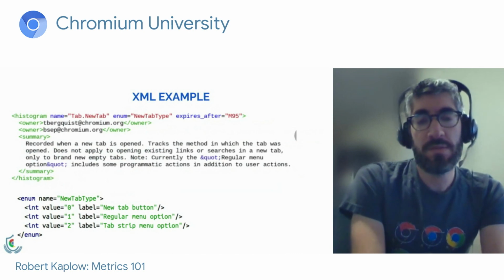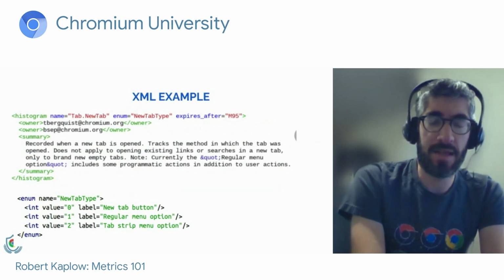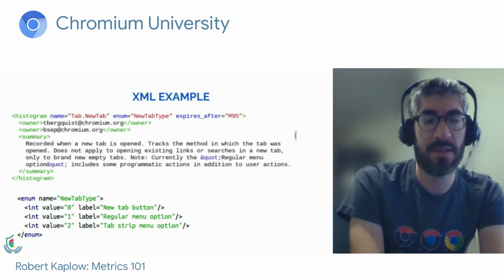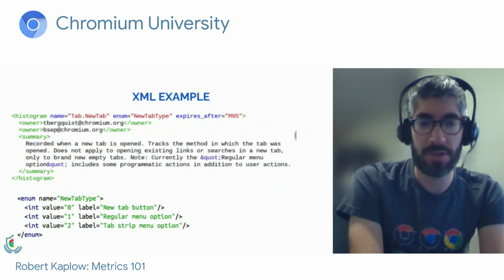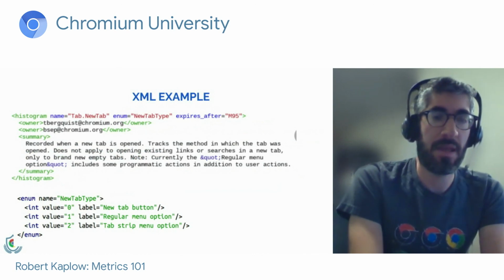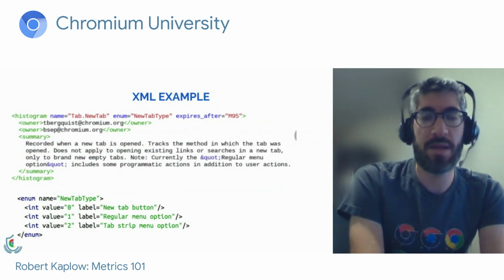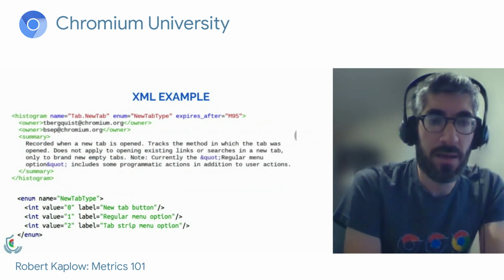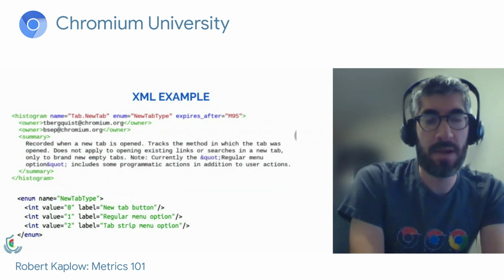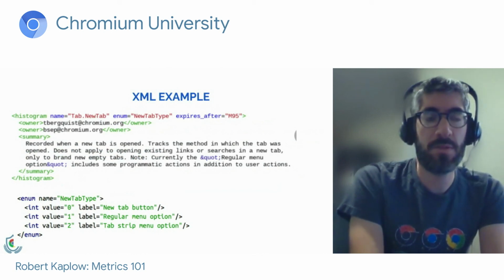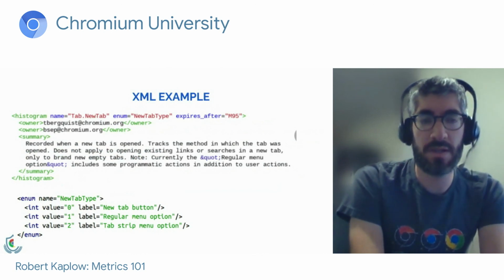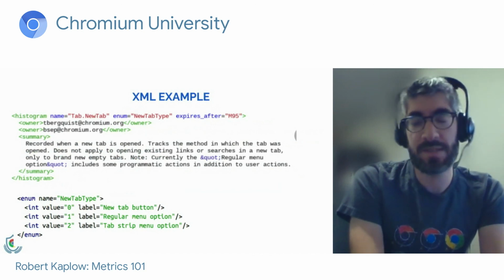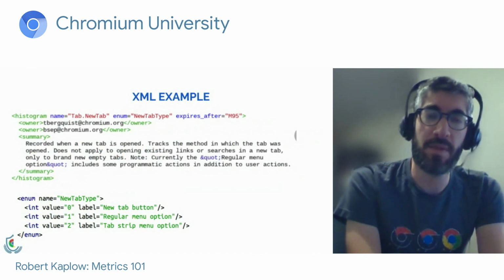Once you've actually added the code to emit the histogram, it's very important to add the XML description. We have a set of XML files, histograms.xml, in the Chromium codebase. You can check them out, and these have big descriptions of all the different metrics we have. You should be adding this at the same time you're adding the emission of the metric. Note that there's the name of the histogram. If it's enumerated, you have to give the name of the enum. We have an expiry date, to make sure we don't keep too many old histograms.